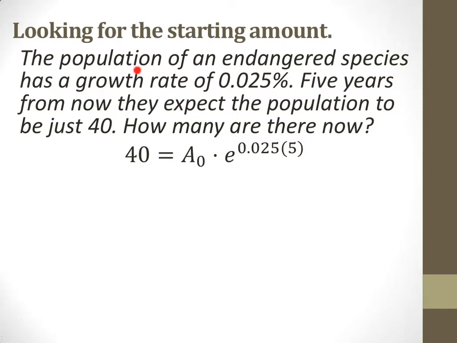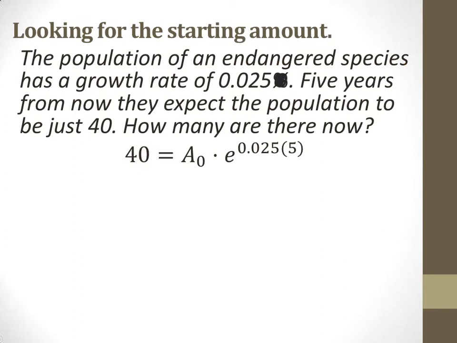So in words, the population of an endangered species has a growth rate of 0.025%. That percent should not be there. Sorry. Typo. Of 0.025, which is what's sitting here. If it was a percent, we'd have to have 2 more zeros leading in front of this. 5 years from now, they expect the population of that endangered species to be just 40.